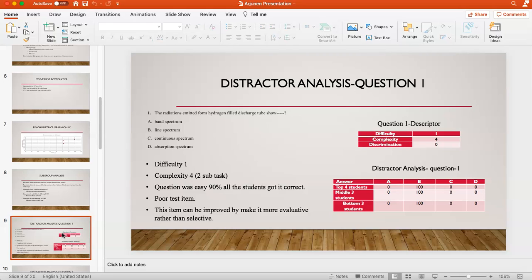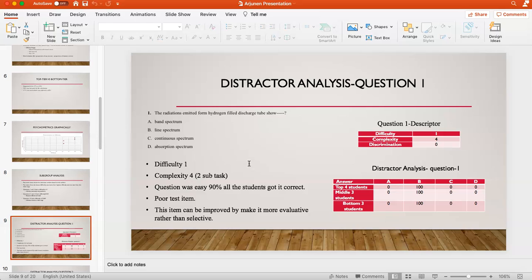A distractor analysis for question 1. In this question, the difficulty was calculated to be 1, complexity 4, using 2 subtasks, and the discrimination was 0. In this case, we have seen that all the students chose choice B, which is the correct answer. No one chose any of the distractors A, C, or D.